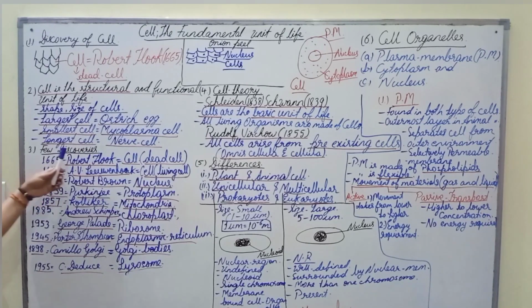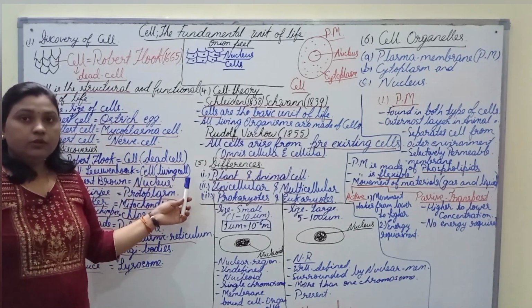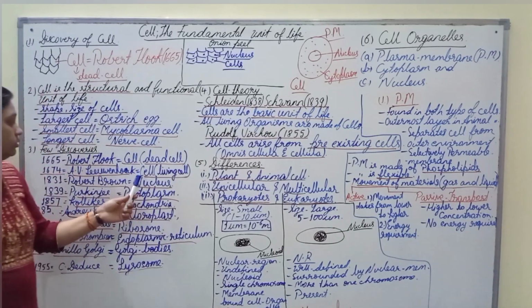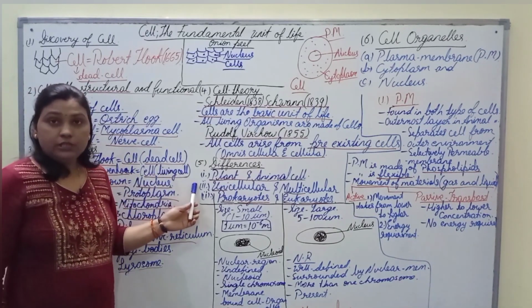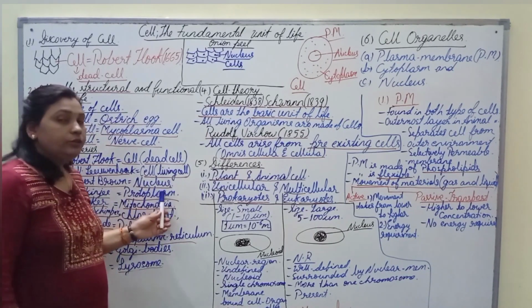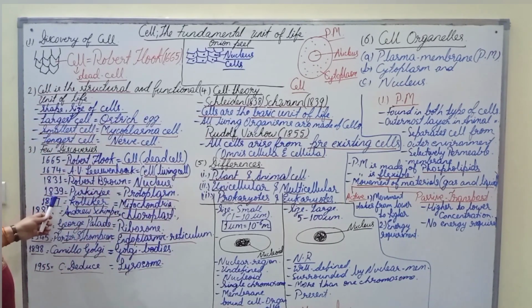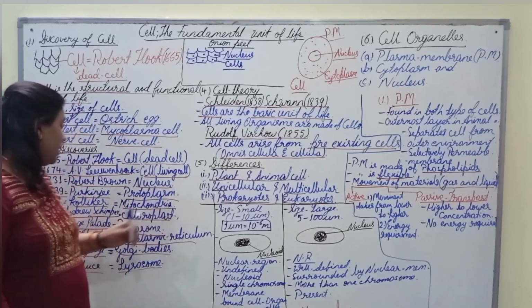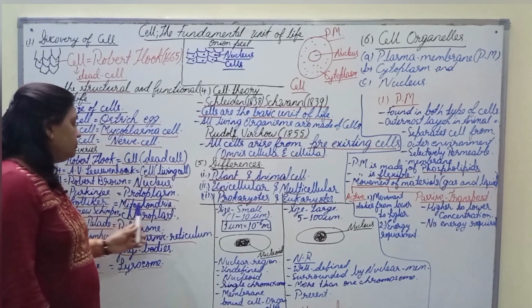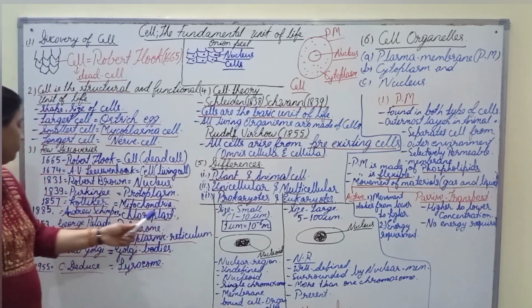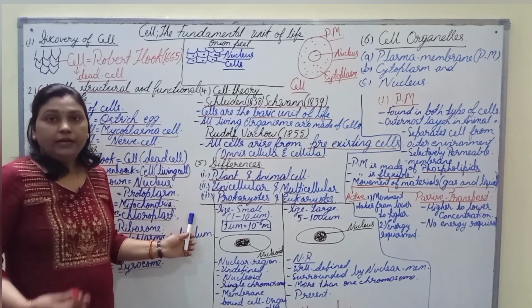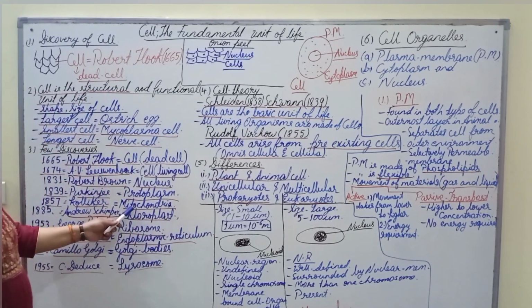In 1665, Robert Hooke discovered the first cell, that was the dead cells. In 1674, Leeuwenhoek discovered the first living cell from the pond water. In 1831, Robert Brown discovered nucleus. In 1839, Purkinje discovered protoplasm. In 1857, Kolliker discovered mitochondria. However, in 1898, it was Benda who gave the name mitochondria.